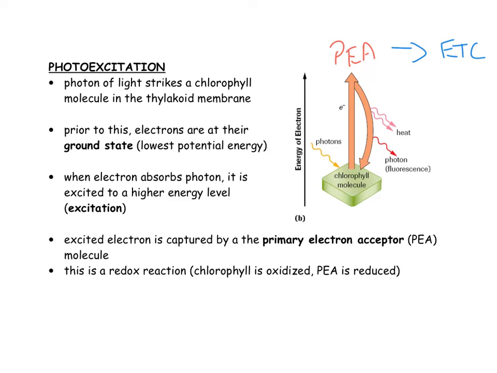So we could say that our chlorophyll is oxidized, and I'm just going to remind you real quick about LEO-GER. So LEO, loss of electrons is oxidation, and gaining of electrons is reduction. So our chlorophyll molecule has lost electrons, so it's been oxidized. Our PEA has gained an electron, so it is reduced. There we have it. So that is photoexcitation in a nutshell.